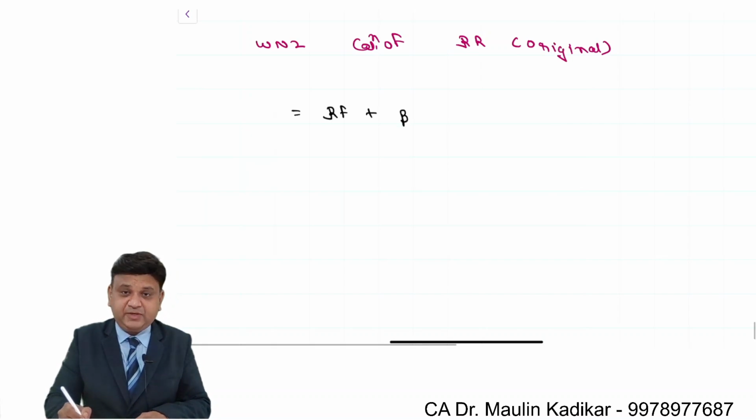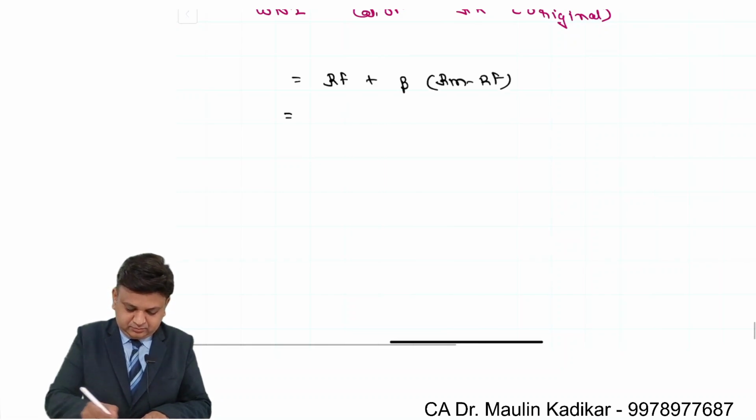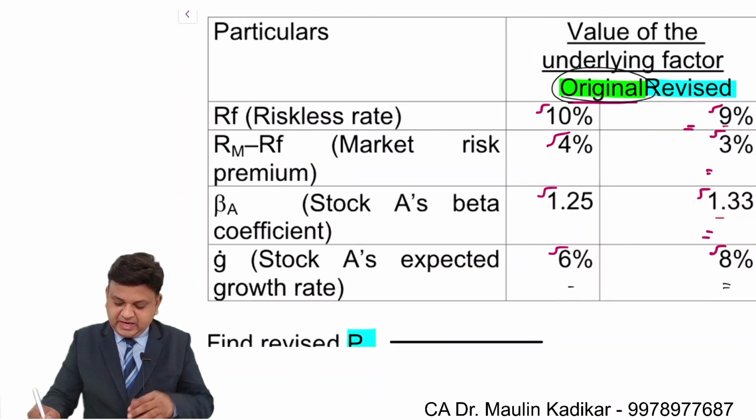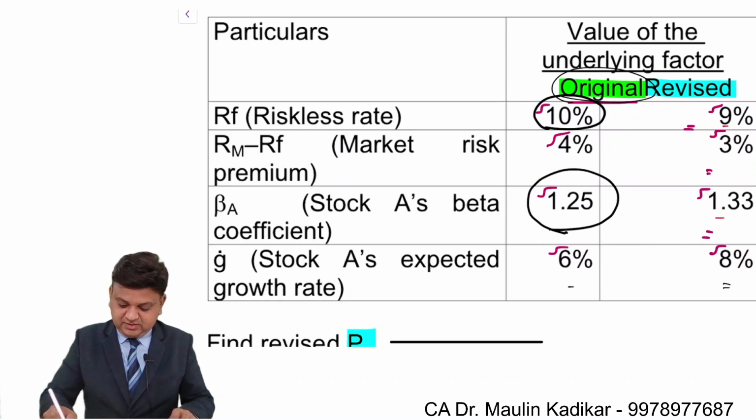So it is Rf plus beta into Rm minus Rf. Rf is provided to us as 10%. Beta is given as 1.25. Rm minus Rf is given as 4.